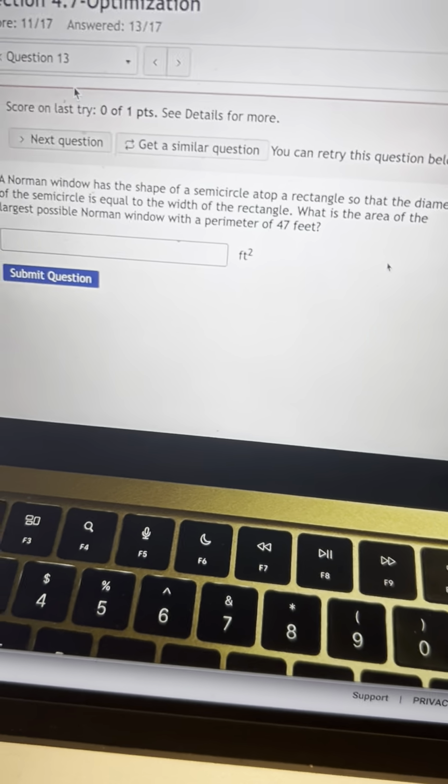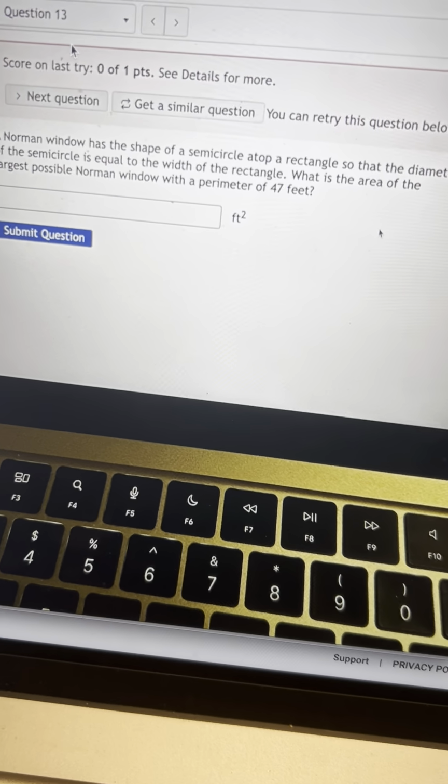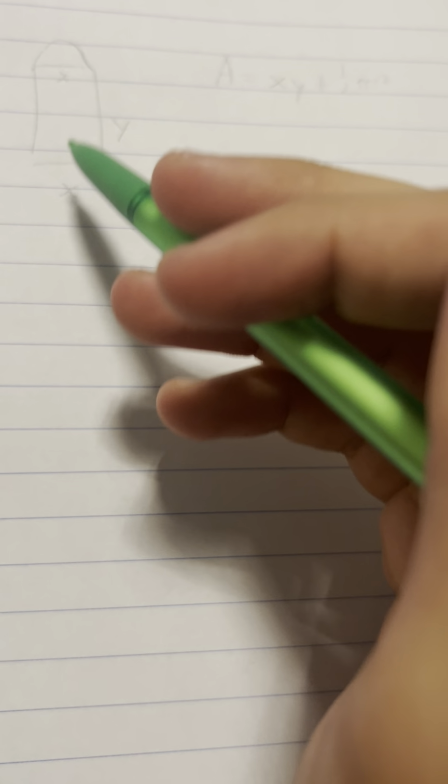Then we have the question. Always gotta read the question. You always gotta see what they're giving you. So we have perimeter here. Now perimeter is simple, right? Perimeter is this distance plus this distance plus this distance plus this distance. Okay, so x plus y, so we have 2y plus x, right?